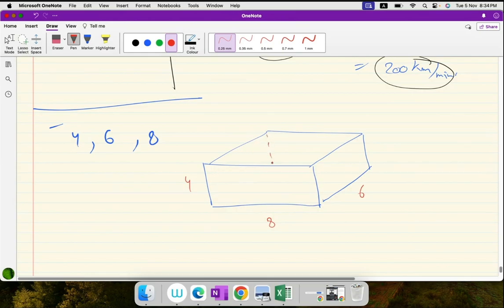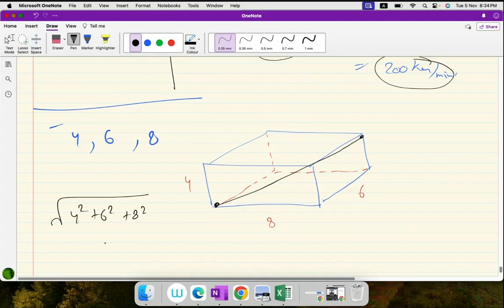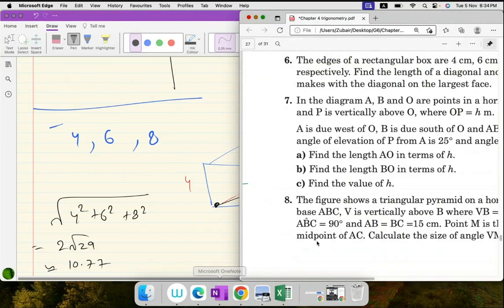If I try to make it look three-dimensional, the diagonal length is from one corner to the other corner, and this is always the square root of 4 square plus 6 square plus 8 square. You do it directly or you do it step by step. I'll show you both. It gives me 2 square root 29, which is approximately equal to 10.77 centimeters.